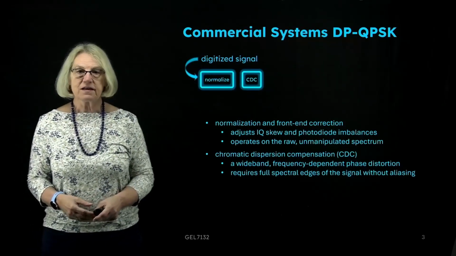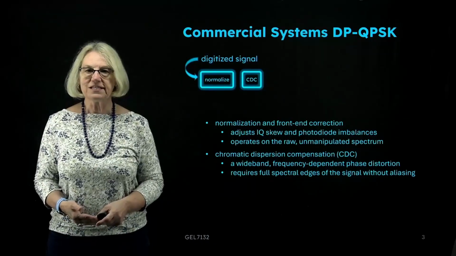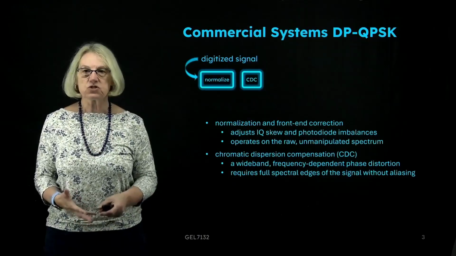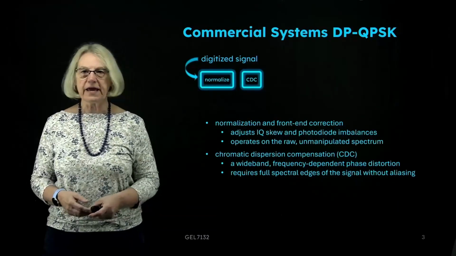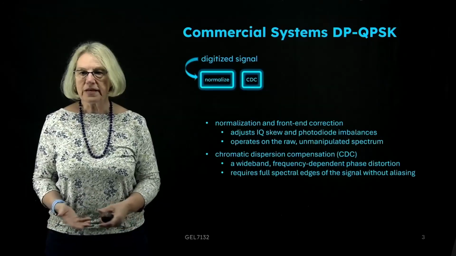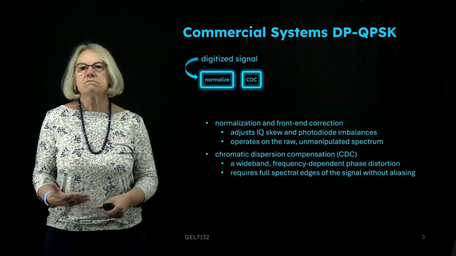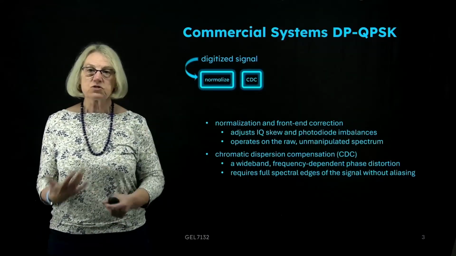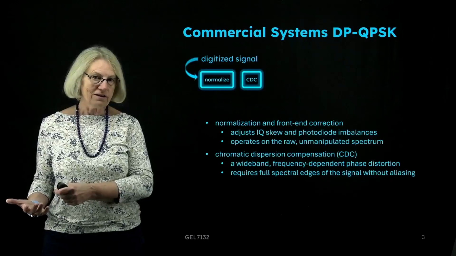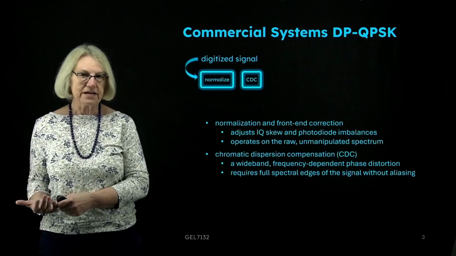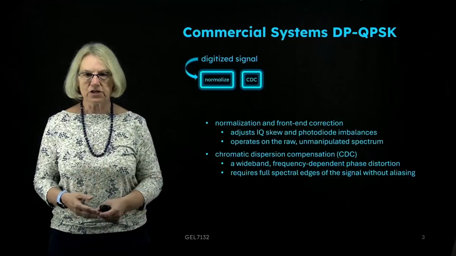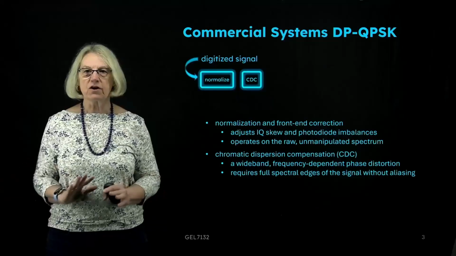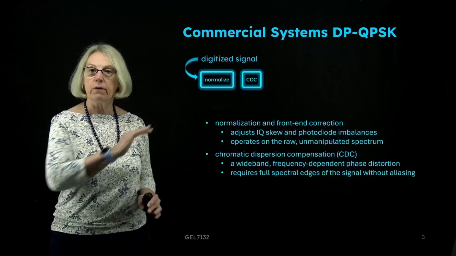The next step is chromatic dispersion compensation, or CDC. Chromatic dispersion is a wideband, frequency-dependent phase distortion, which happens after long propagation in an optical fiber. So this is a deterministic impairment, which is quite straightforward to correct in digital signal processing, and in fact has been one of the sources of revolution to go from analog or fiber dispersion compensation into digital chromatic dispersion compensation. Now this requires the full spectral range, so we're not going to limit the spectrum in any way before we go into the CDC.